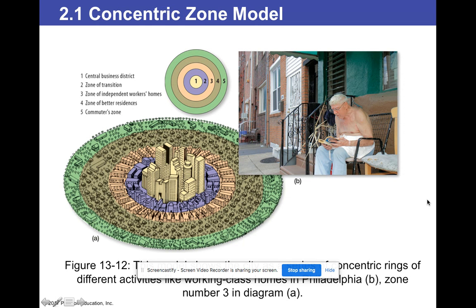So here's concentric. It has a central business district, a zone of transition, a zone of independent workers' homes, a zone of better residencies, and a commuter zone. There's the commuters stuck out there.